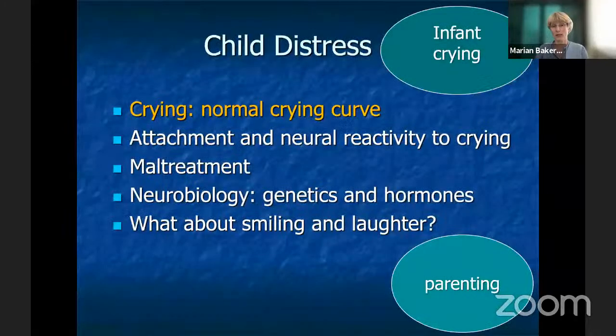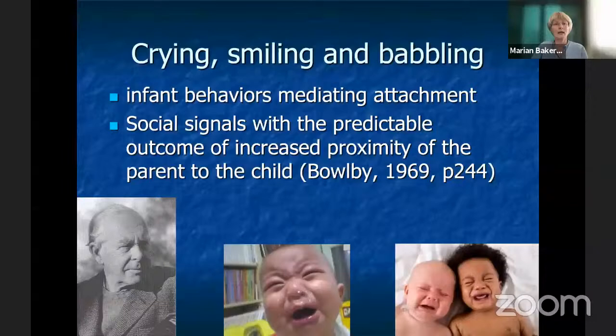That may play a role in the form of genetics and hormones in responses to infants crying. And for a happy end, I thought I'd better end with smiling and laughter, for those are behaviors that babies also display, fortunately. Now, crying, smiling, and babbling are infant behaviors mediating attachment. And they are, in fact, social signals with the predictable outcome of increased proximity of the parent to the child. And that's helpful for your survival.